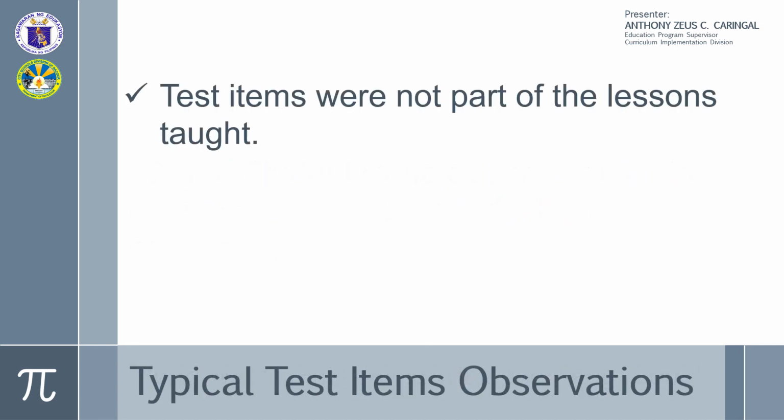Okay, so as you know, here are the typical test item observations. The first one, test items were not part of the lessons taught. See, if you do not have the TOS, you might be going further, because sometimes you will give a test item which is not really included in your lesson or in your topic. So if you have the TOS, you will be guided.